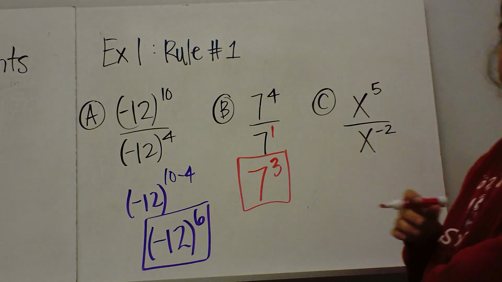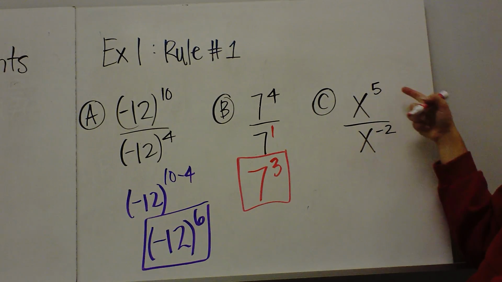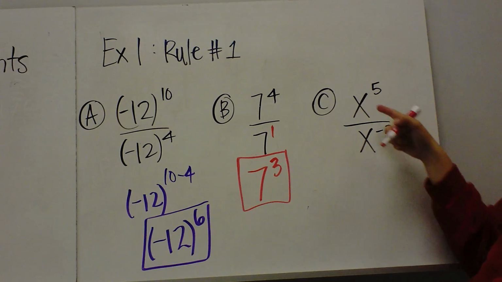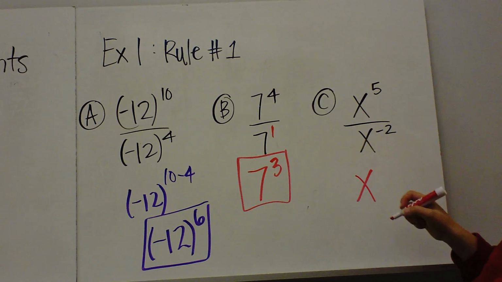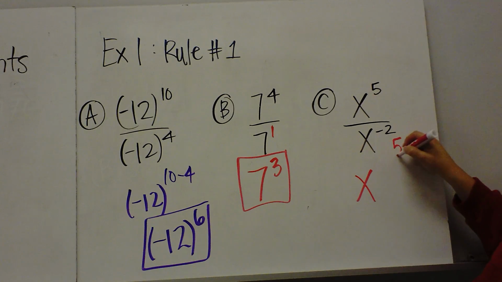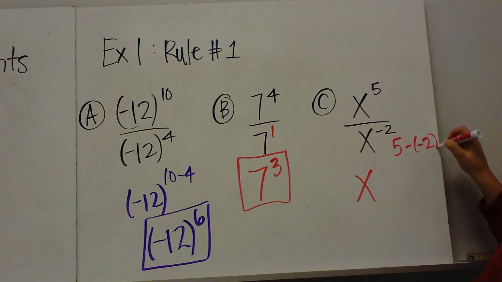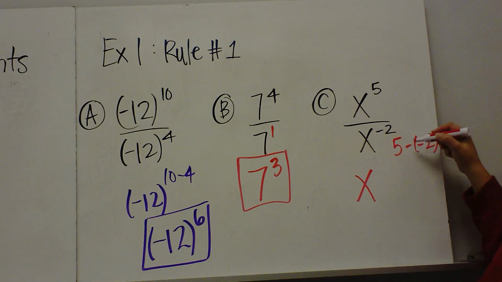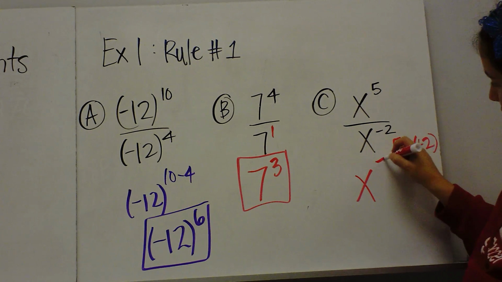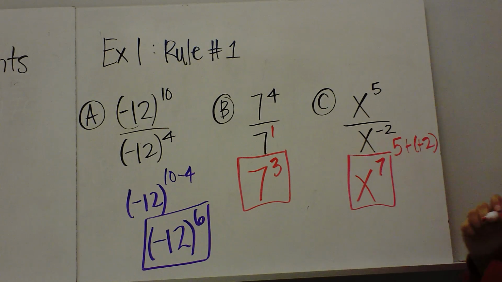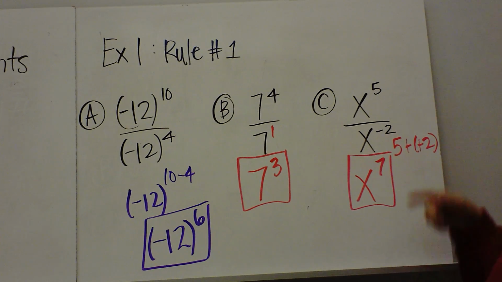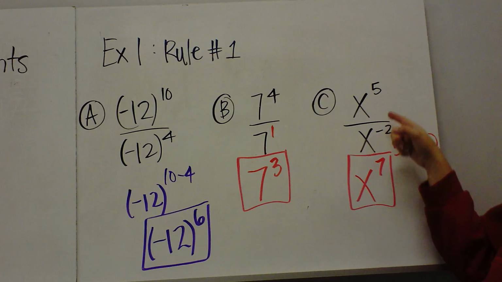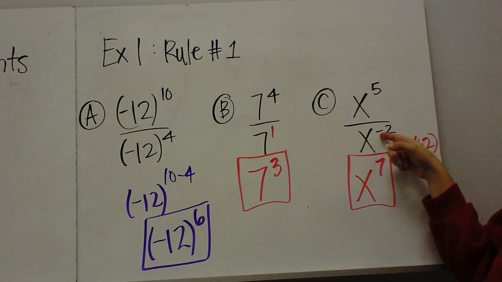The last one, we have x to the 5th and x to the -2. So x is my base, and then I have to do 5 minus -2. If you have forgotten, the two negatives make a positive, which is really 7, and I have x to the 7th power. So don't forget about these negative exponents.